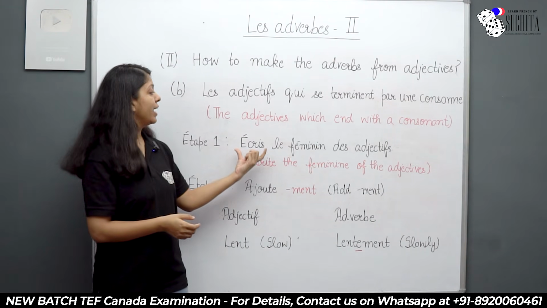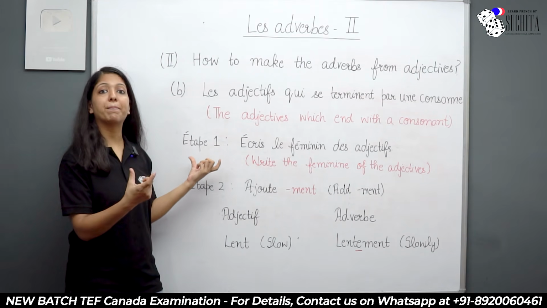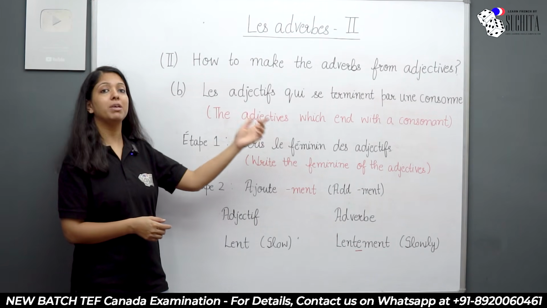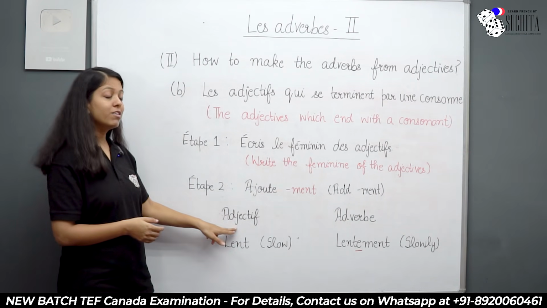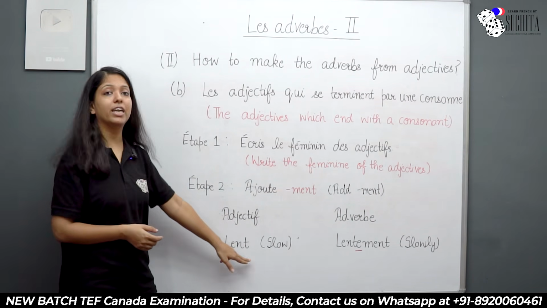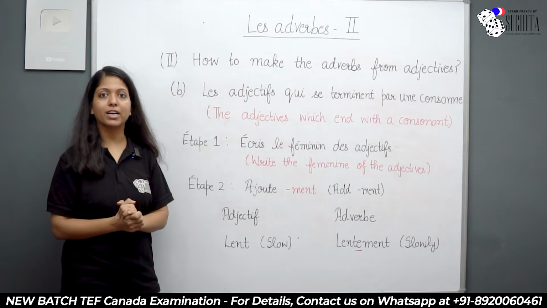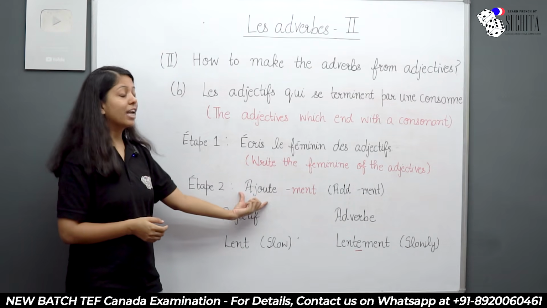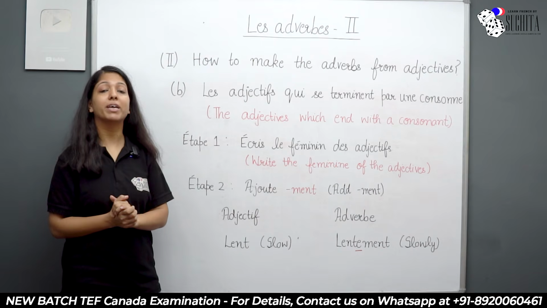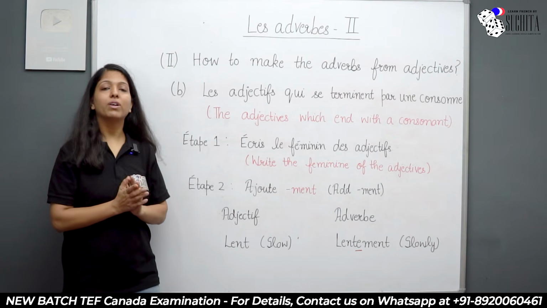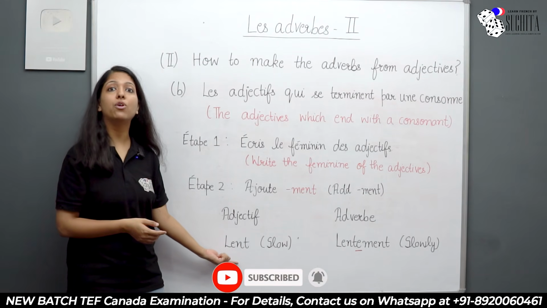The first step is écris le féminin des adjectifs. Étape 1, étape which means step. So step 1 is écris le féminin des adjectifs. That means you need to write the feminine of the adjectives. So first, whatever the adjective is, if it is ending with a consonant, you need to write its feminine first. Make the feminine of that adjective, and then ajoute M-E-N-T. You need to add M-E-N-T to it in order to make it the adverb. So now let's look at it through an example which is written in front of you. If you see, the adjective is long.